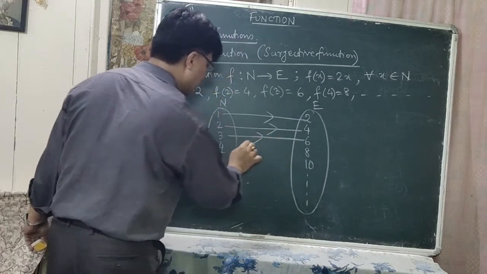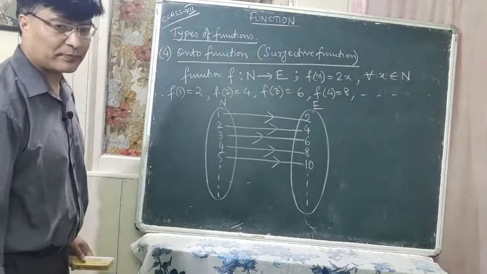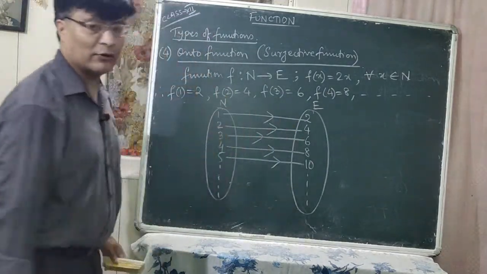3 is in relation with 6. 4 is in relation with 8. 5 is in relation with 10. तो यो 1 1 function पनि भइगयो.